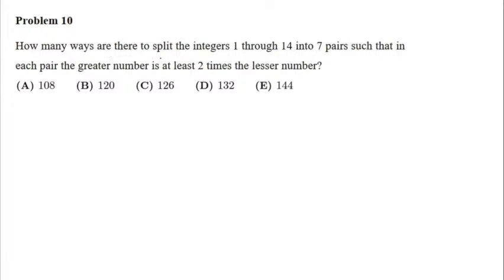AMC 12A 2022, problem number 10. How many ways are there to split the integers 1 through 14 into 7 pairs such that in each pair the greater number is at least 2 times the lesser number? Lesser number L, greater number G. The greater number should be at least 2 times the lesser number.